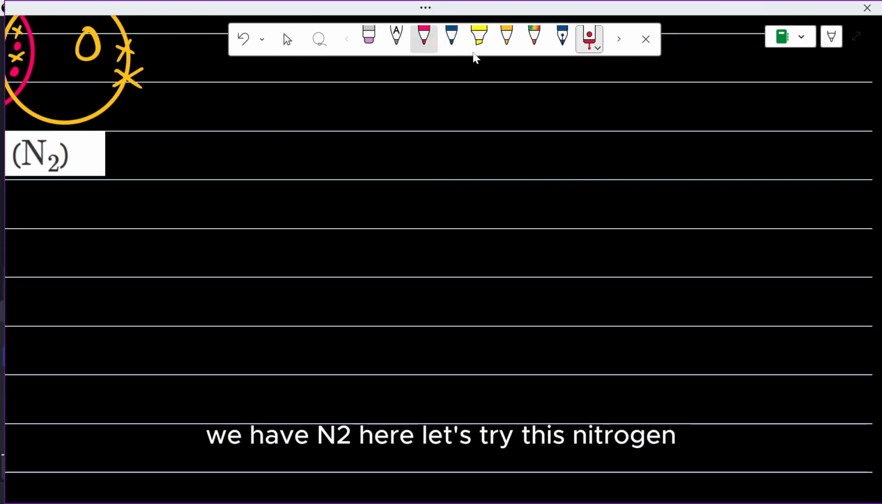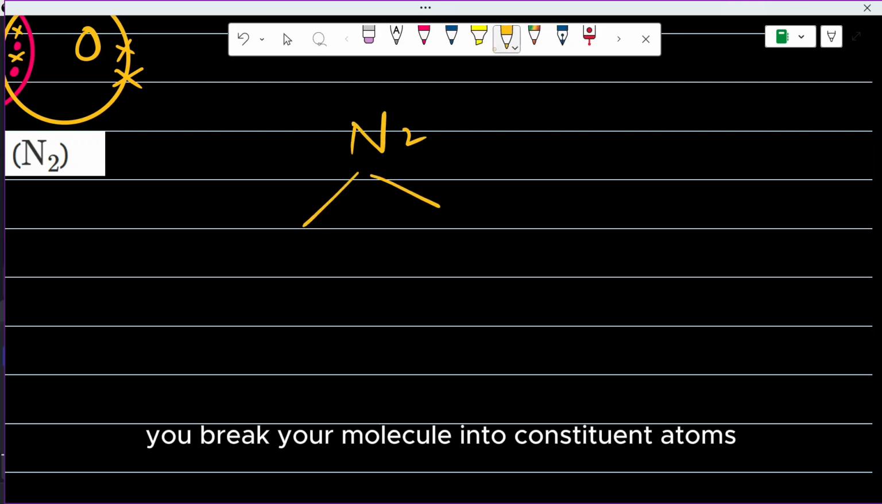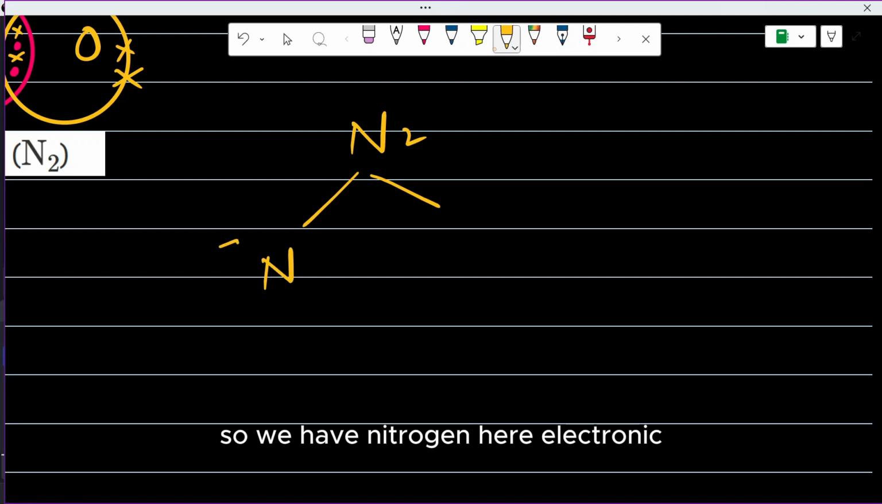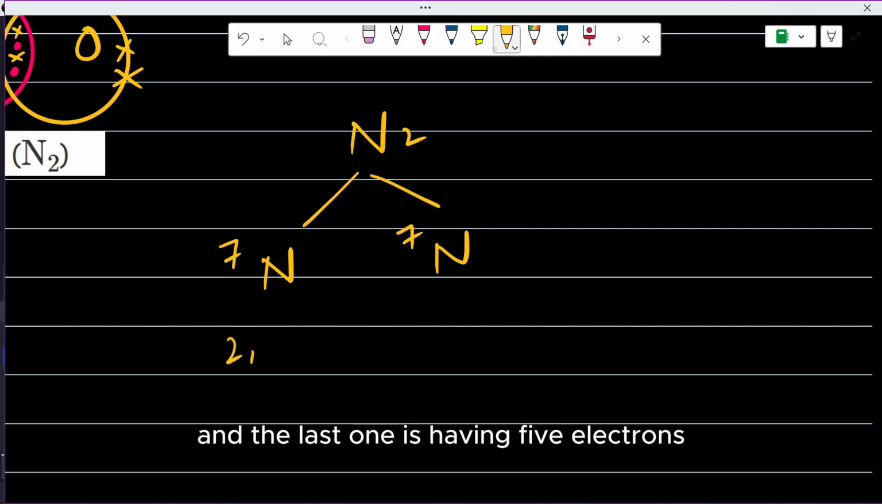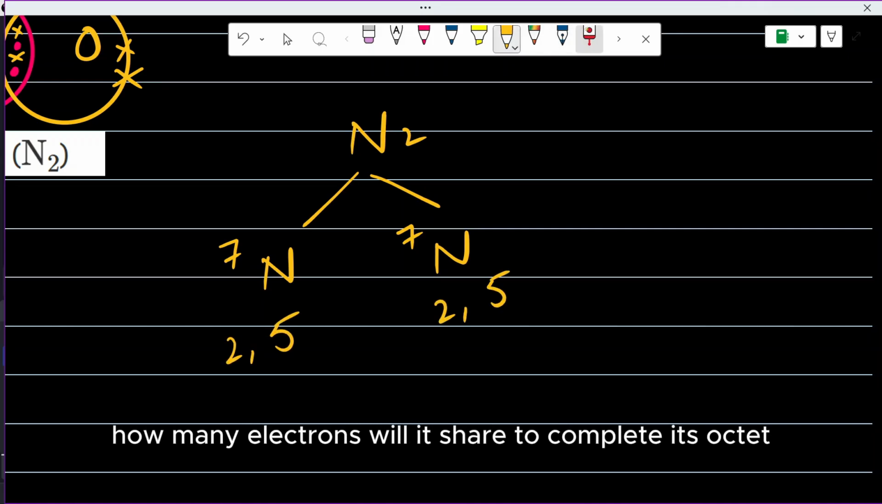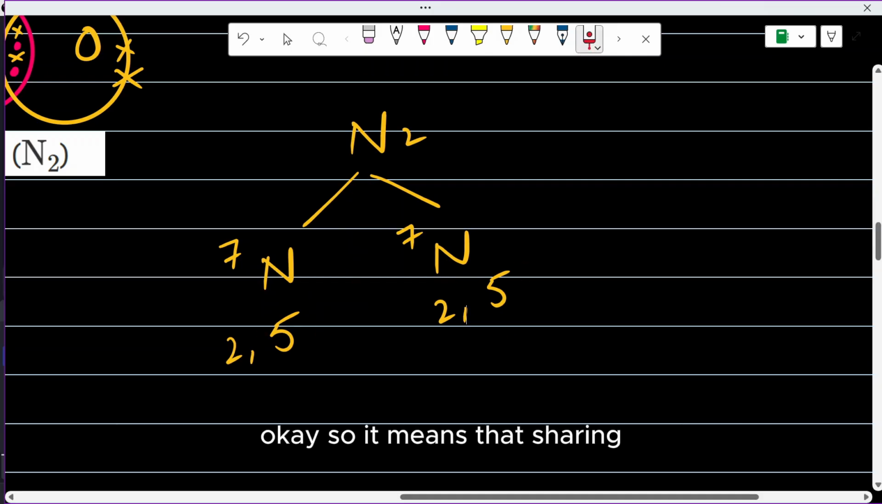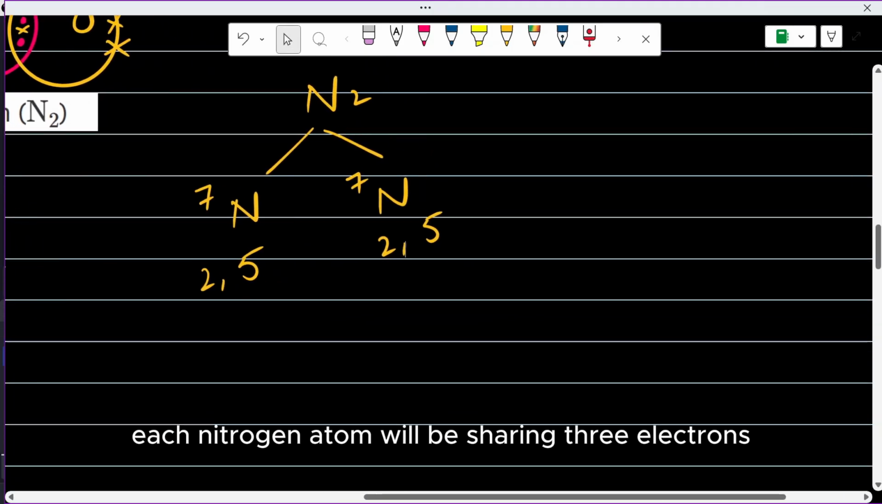Okay, let's try the nitrogen atom. We have N2 here. First thing is you break your molecule into constituent atoms. So we have nitrogen here, which has 7 electrons in total. The first shell has 2, and the last one has 5 electrons, 2 and 5. What do you think? How many electrons will it share to complete its octet? 3. So each nitrogen atom will be sharing 3 electrons to complete its octet.